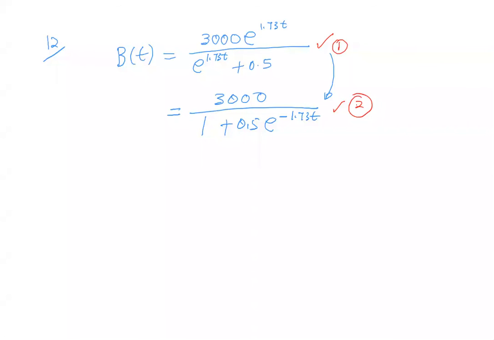Okay, that's what you see. You multiplied both numerator and denominator by e to the power of negative 1.73t, right? Why did you think of that? Because if you multiply by that, then you will cancel out the e for the 3000, and the e at the bottom become 1, and then the 0.5 would have the e to the power of negative 1.73t.